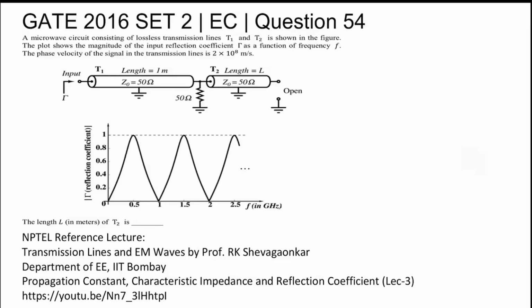This is GATE 2016 Set 2 EC question number 54. A microwave circuit consisting of lossless transmission lines T1 and T2 is shown in the figure. The plot shows the magnitude of input reflection coefficient gamma as a function of frequency. The phase velocity of the signal in the transmission line is 2 into 10 to the power 8 meter per second.